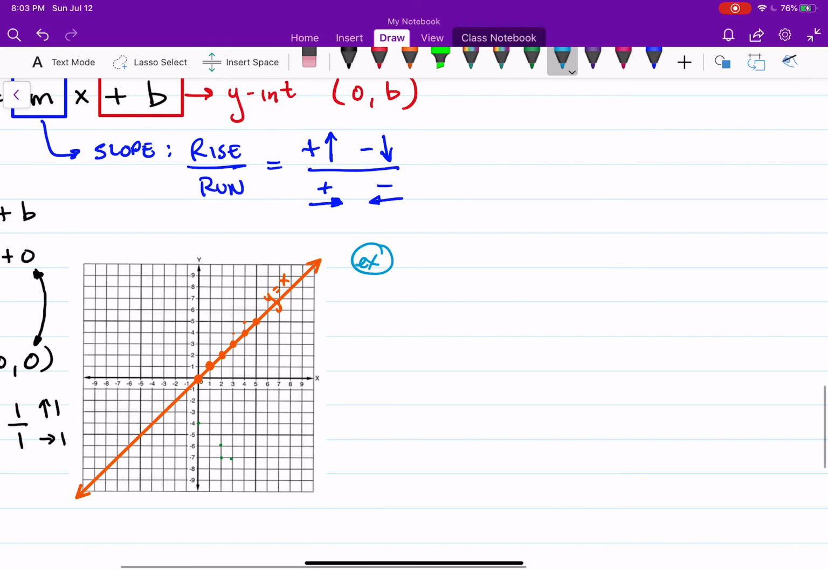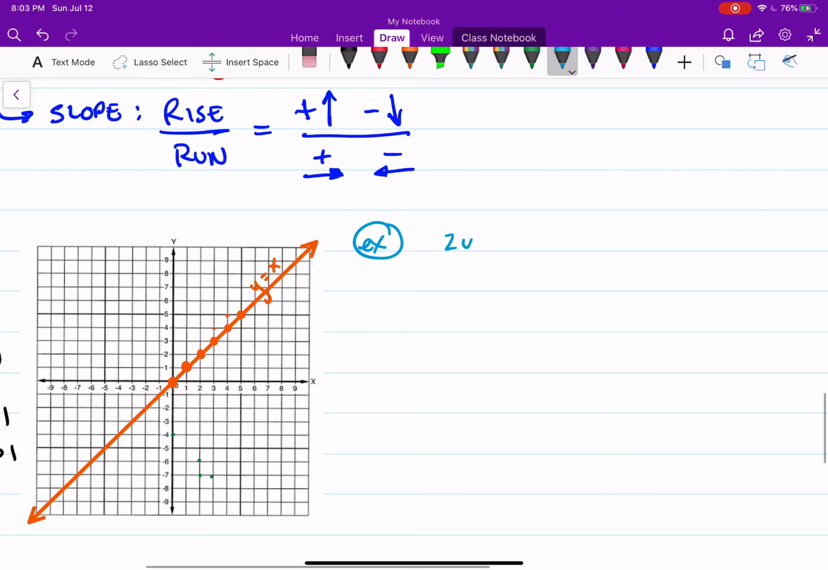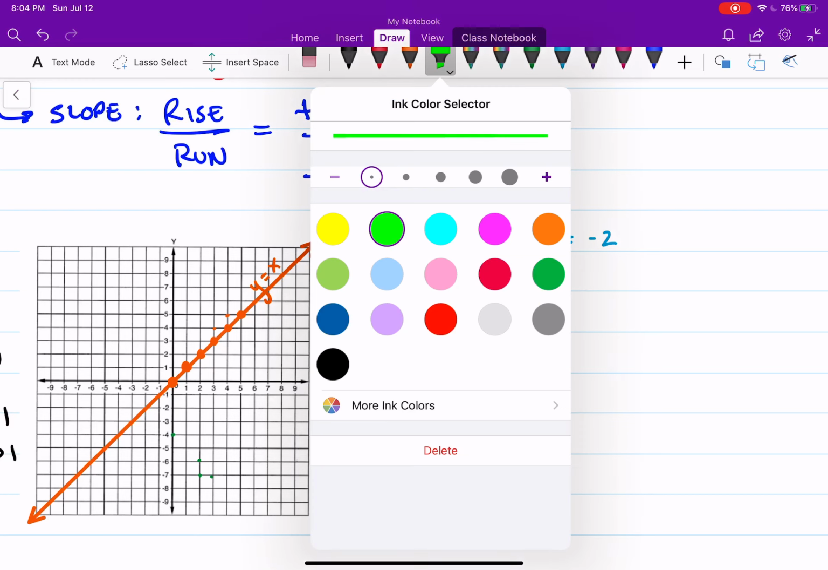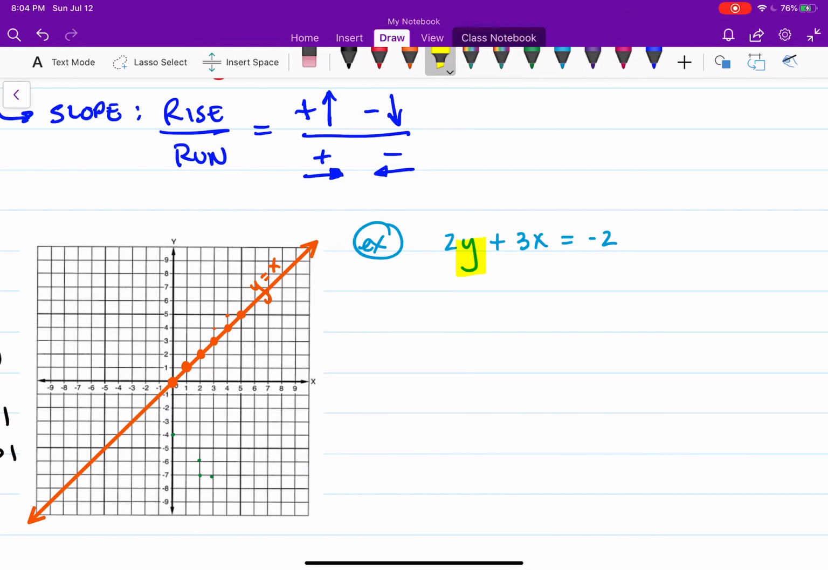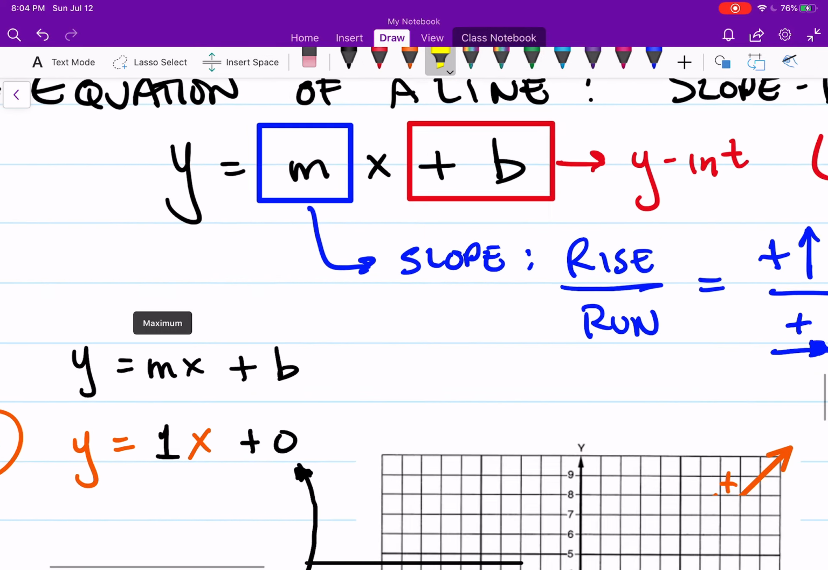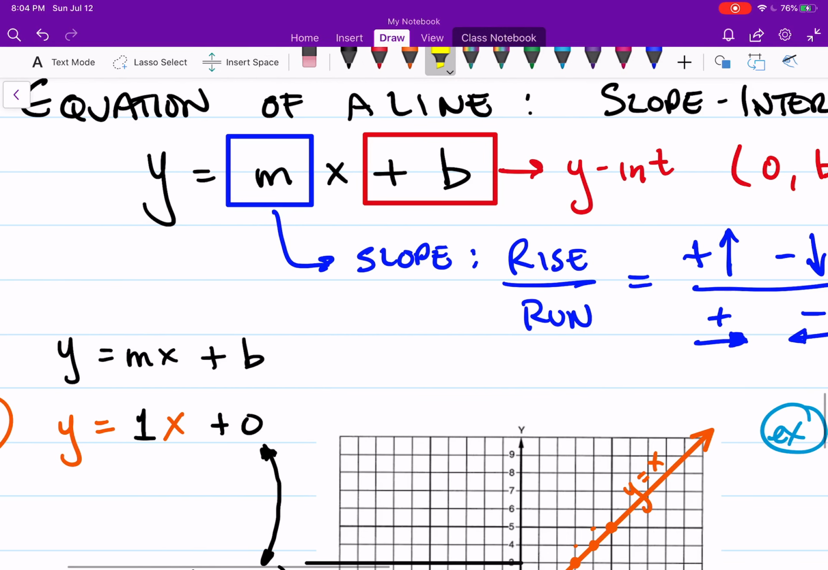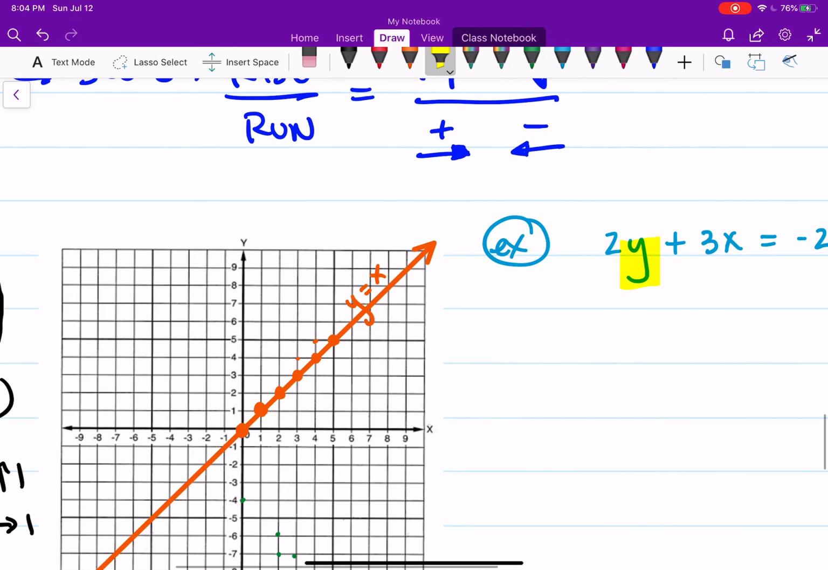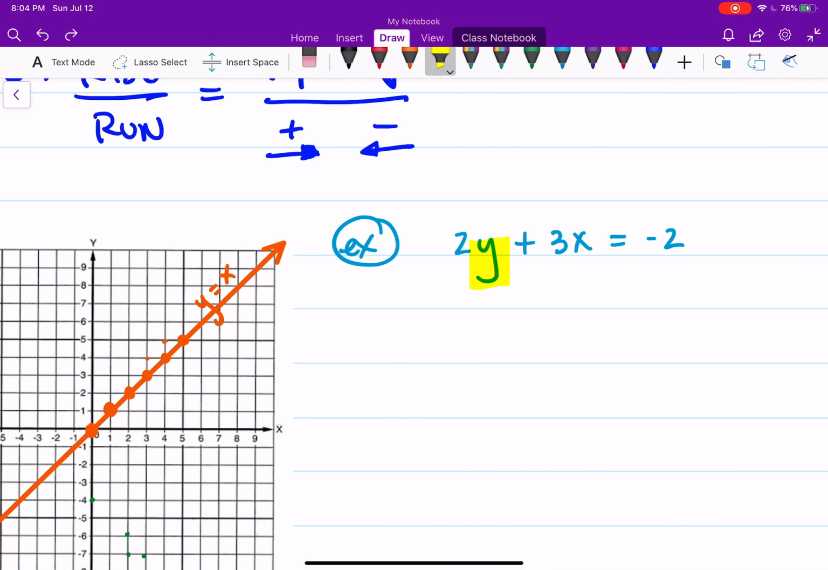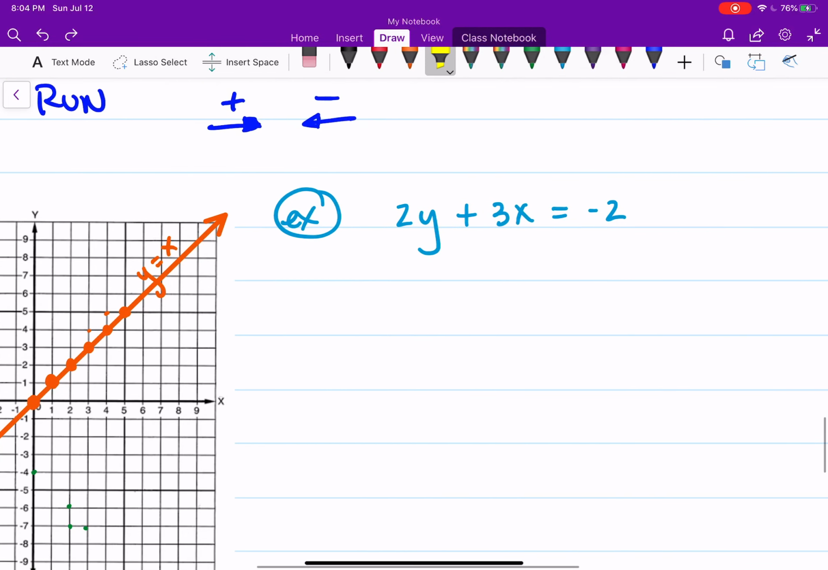Let's say that this says 2y plus 3x equals negative 2. Okay, so my goal here is to get y by itself because, again, if I get y by itself, I can find the slope and the y-intercept, right? All right, so let's get y by itself. What do I have to do to get y by itself? I got to subtract 3x.